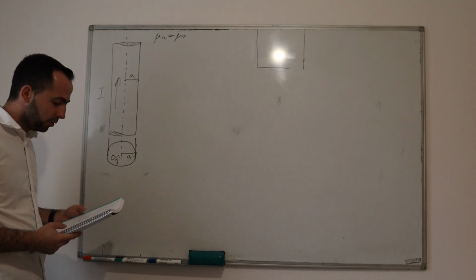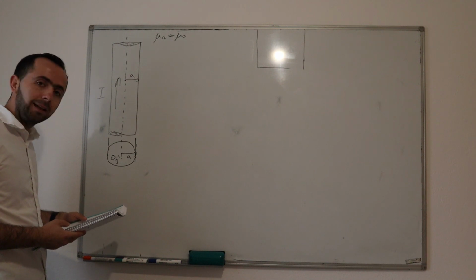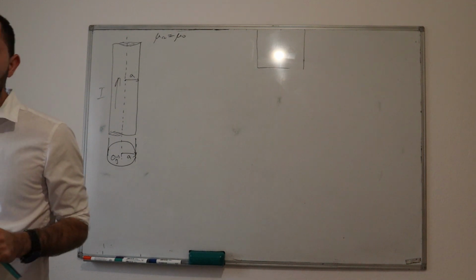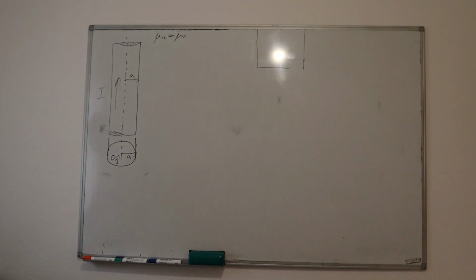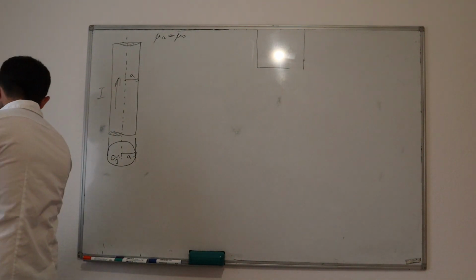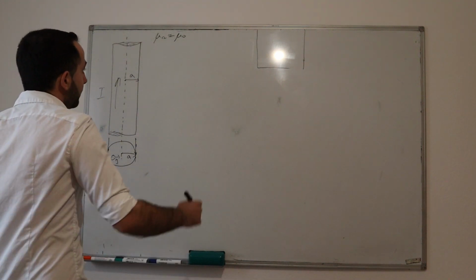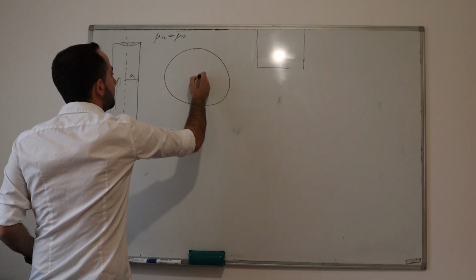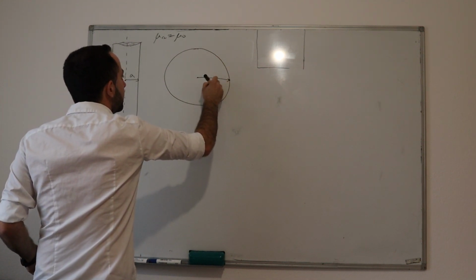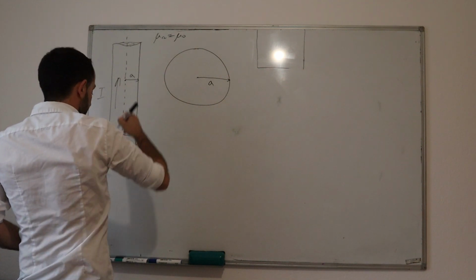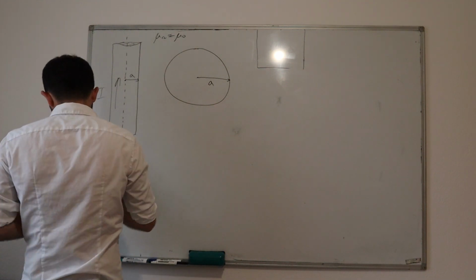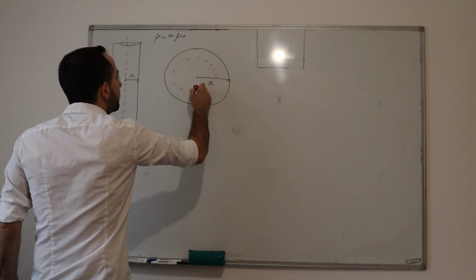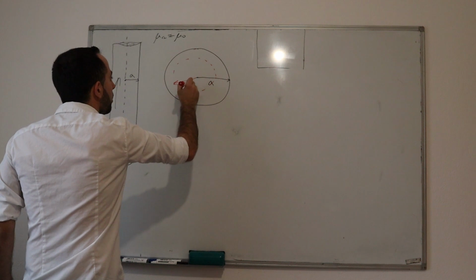We need to determine the magnetic flux density inside a conductor and outside, and draw its function of the radius. So firstly, I will draw here a cross section of our conductor, which is a circle, and our conductor has a radius A. And now we need to calculate the magnetic flux density inside a circle as a function of radius r, or distance r.